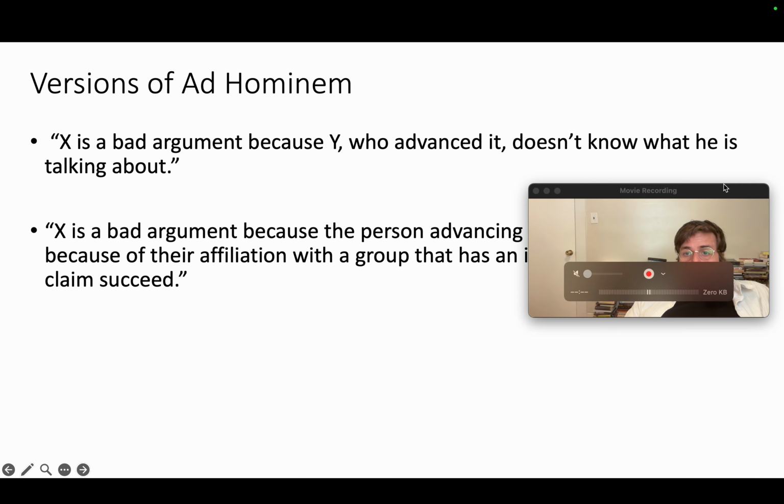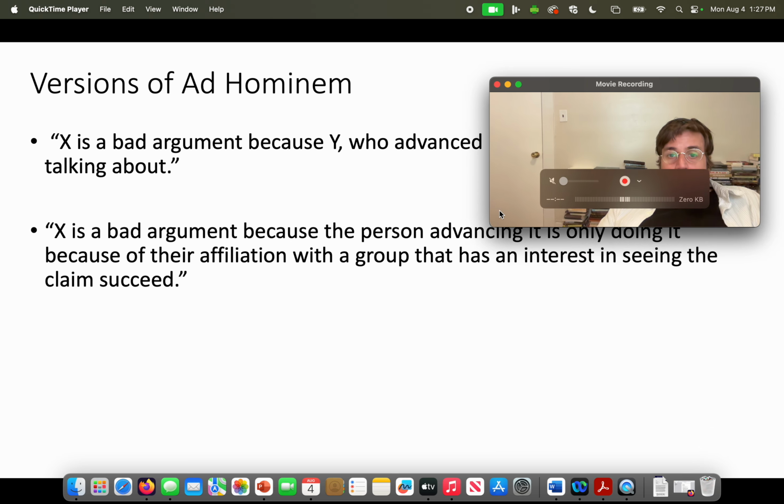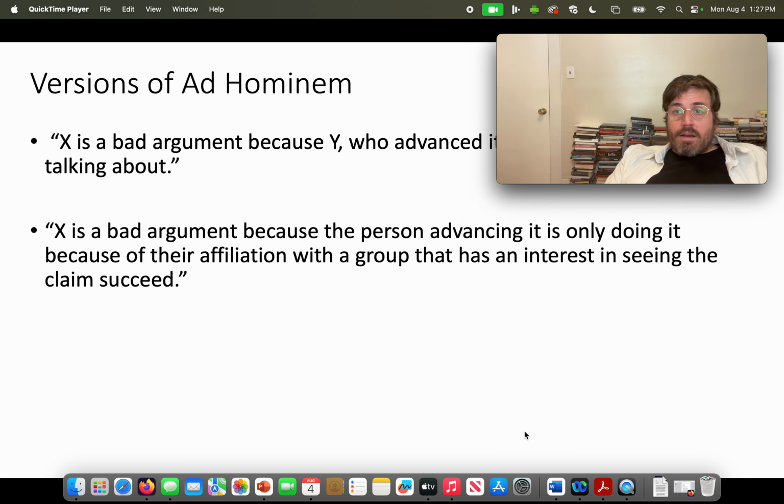Here's another kind of variety of ad hominem, you might encounter something of this type. X is a bad argument because the person advancing it is only doing it because of their affiliation with a group that has an interest in seeing the claim succeed. This is kind of vague here, I guess, but the idea is that you are pointing to a politician or some other figure and saying that they're only speaking what they're speaking because they have an interest in, or they belong to a group that has an interested claim in the outcome, right?